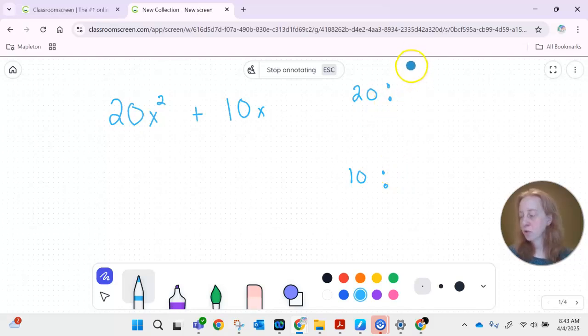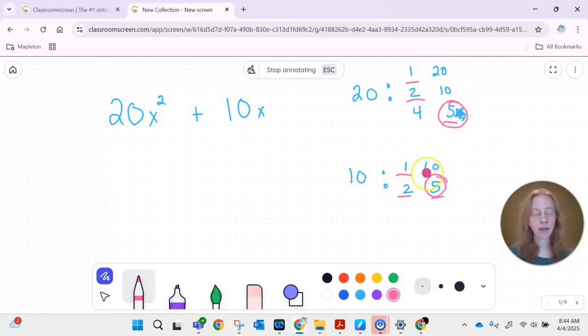So my factors of 20 are 1 and 20, 2 and 10, 4 and 5, and I think that's all. Okay, my factors of 10 are 1 times 10 and 2 times 5. Whoops, I wrote 50 there. I don't know why. 4 times 5. Okay, so my common factors are 1, 2, and 5. So my greatest common factor is 5.